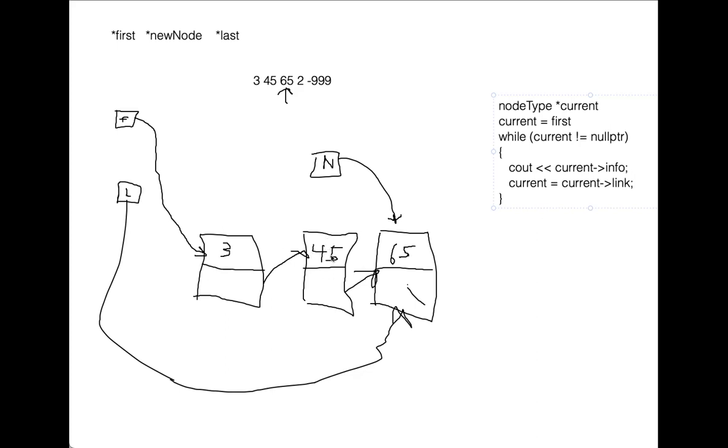I'm still not at a null pointer. I'm going to print out 45. Current's equal to current link. I'm going to move it to here. It's now at 65. That's not a null pointer. Print out 65. Now current equals current link. Current link is now a null pointer, so current's equal to a null pointer. So this ends and we're done. So that's the basic idea of how this is going to operate for us. It's going to be able to create the linked list in such a fashion.